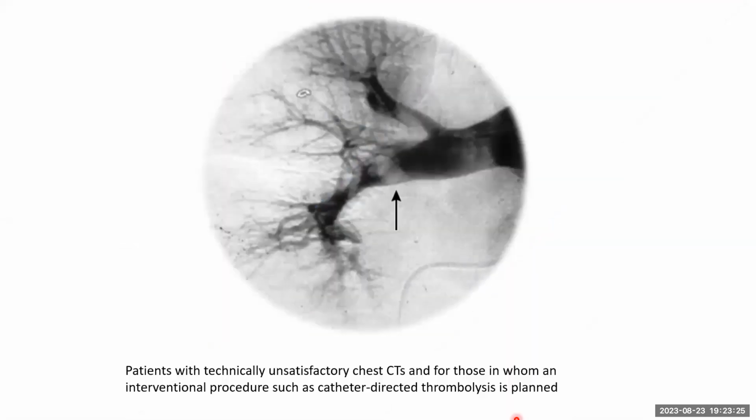This is an example of pulmonary angiogram, and pulmonary angiogram is generally done with technically unsatisfactory chest CTs, or in those in whom an interventional procedure such as catheter-directed thrombolysis or pulmonary embolectomy is planned. As you can see, there's a filling defect here signifying pulmonary embolism.